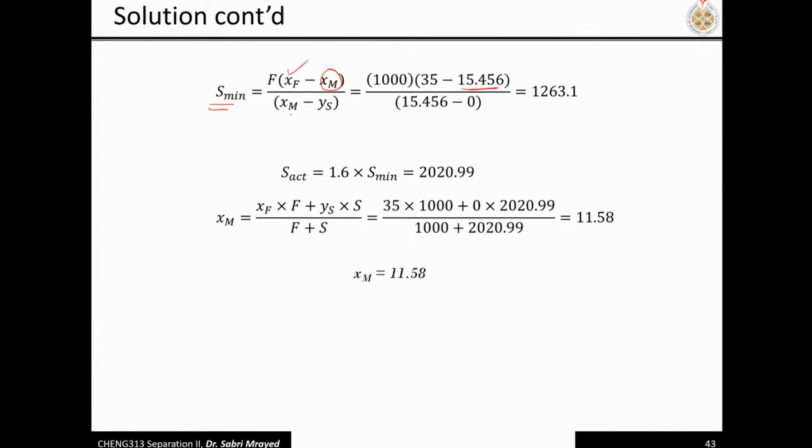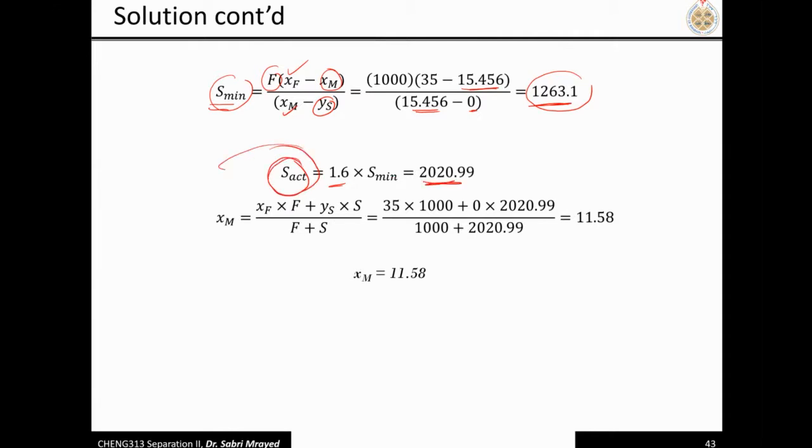X feed is already given. XM is calculated, or located, based on the minimum condition. YS is going to be 0 already, and I know the flow rate of F. I can get S minimum here. Now S minimum is representing the minimum amount of solvent needed. Now I can calculate the actual by multiplying it by 1.6. Okay, so now my actual is going to be this one.